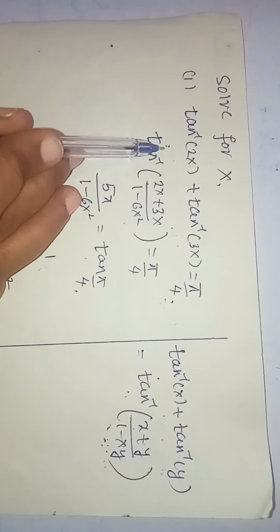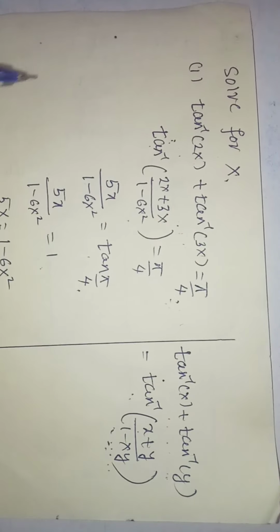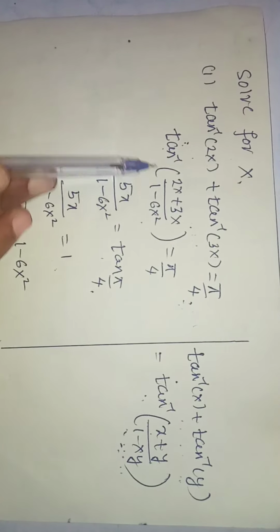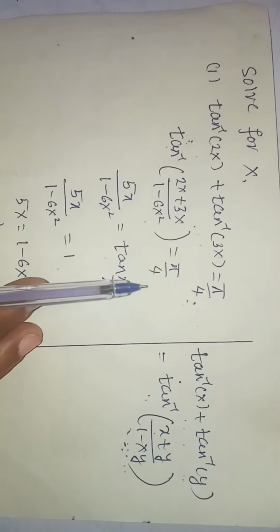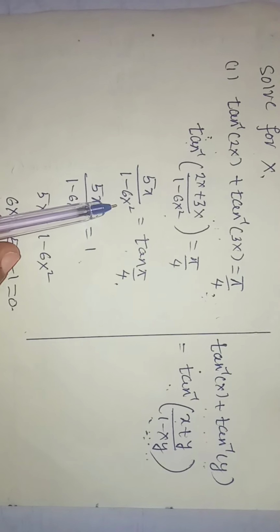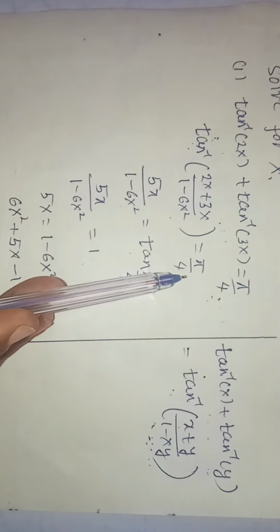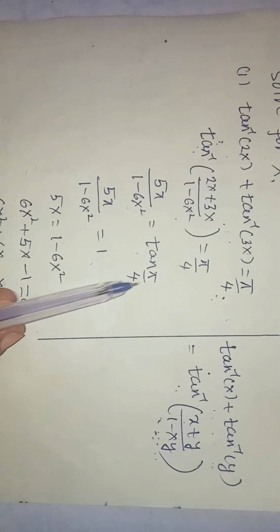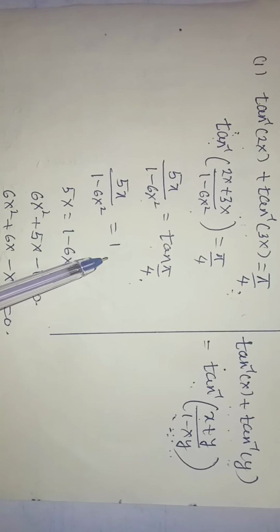That is, tan inverse of 2x plus tan inverse of 3x is pi by 4. Apply the formula. We'll get tan inverse of (2x plus 3x) by (1 minus 6x square) is pi by 4. Then we'll get 5x by (1 minus 6x square), and by definition of inverse function, the inverse goes to the right hand side, meaning it is tan pi by 4. And we know that tan 45 is 1.